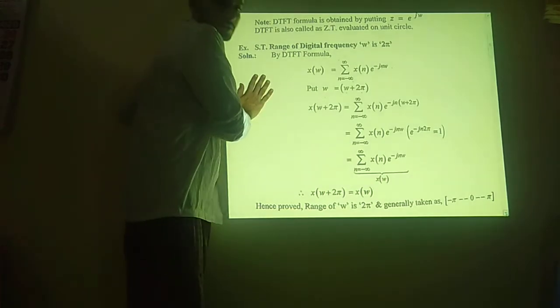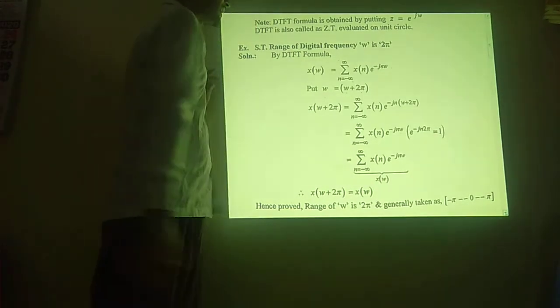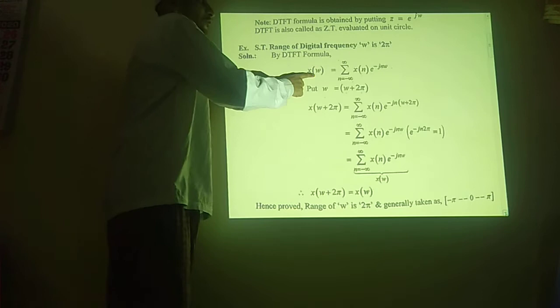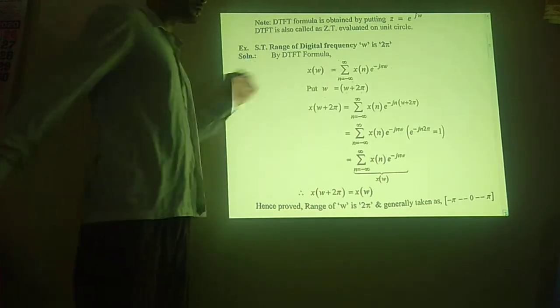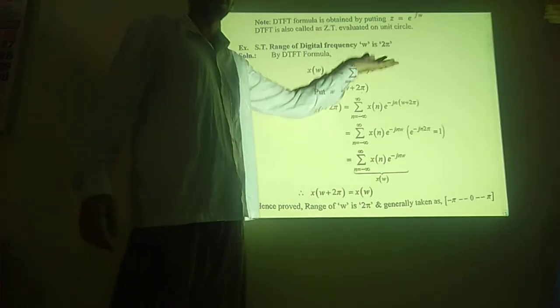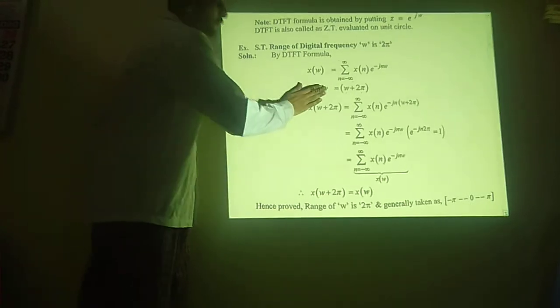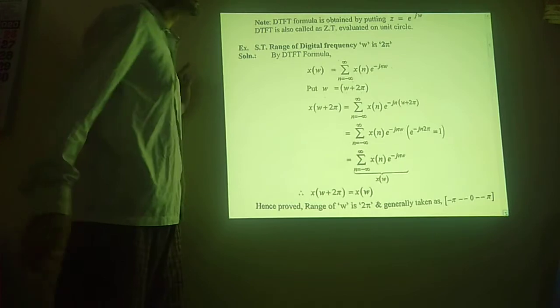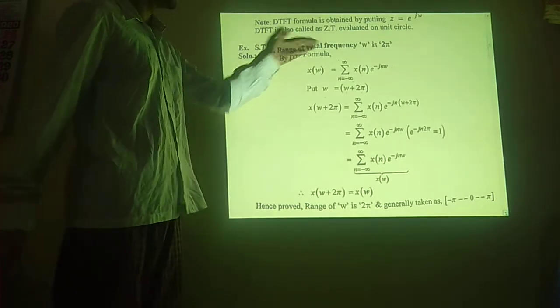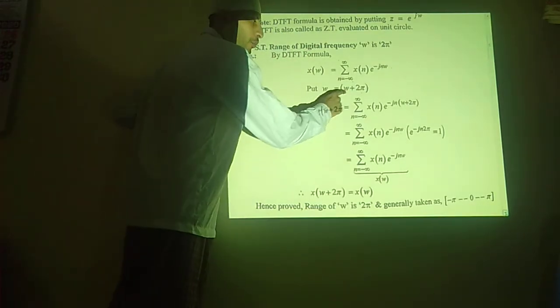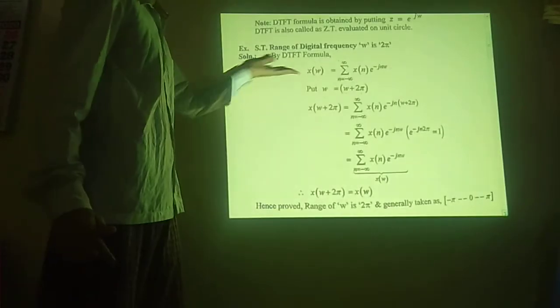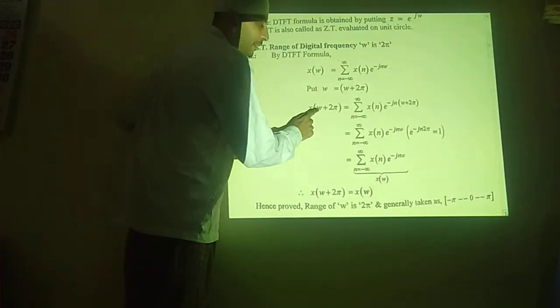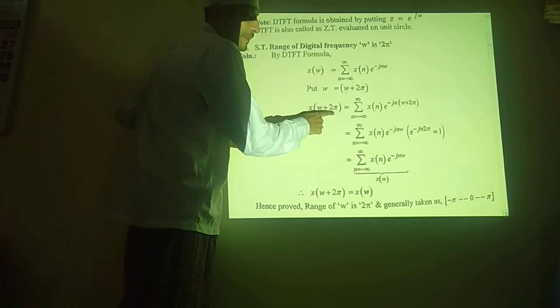Let's start with the solution of this question. By the DTFT formula, what will I get? X of omega is equal to summation n equal to minus infinity to infinity x of n e raised to minus j omega n. Now instead of omega, let's put omega equal to omega plus 2 pi, because we have to see the range of this digital frequency. So instead of x of omega, I will write x of omega plus 2 pi, because we are replacing omega by omega plus 2 pi.